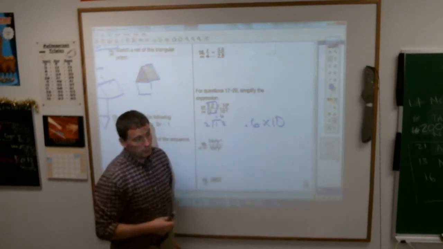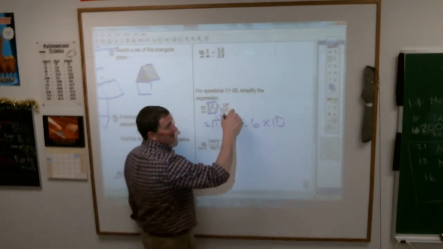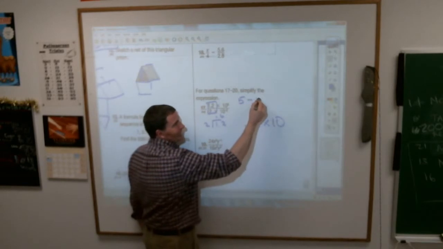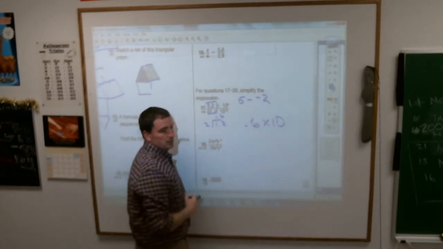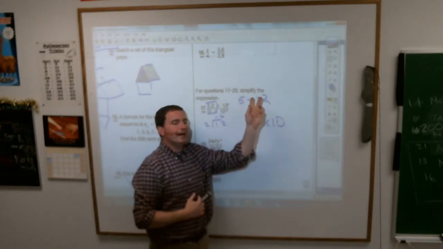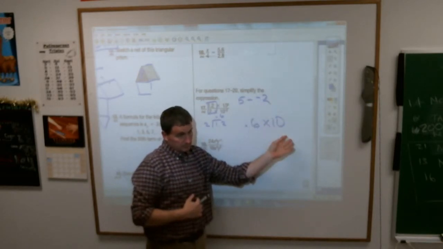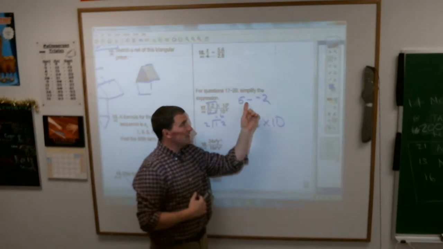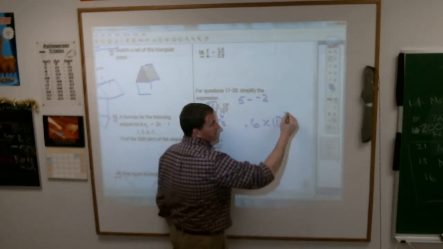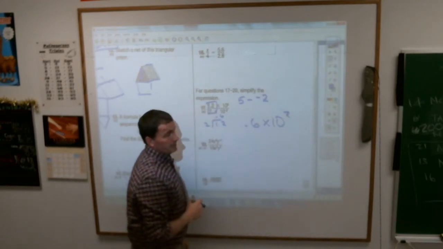Here's where it gets really kind of dicey. If I subtract these exponents, I take 5 and I subtract a negative 2. When you subtract a negative 2, it's actually adding 2. 5 minus a negative is actually 5 plus 2, and you get a 7 here. So you have to be careful with that.